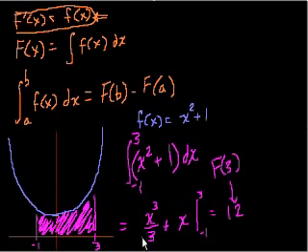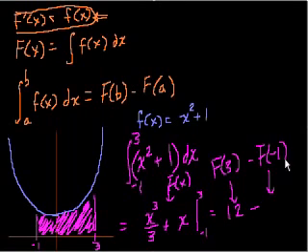This is big F of x. You can kind of view this as big F of x, not to be confused with small cursive f of x. This is big F of x. So this is big F of 3. And then from that, we'll subtract big F of negative 1, right? Minus big F of negative 1.